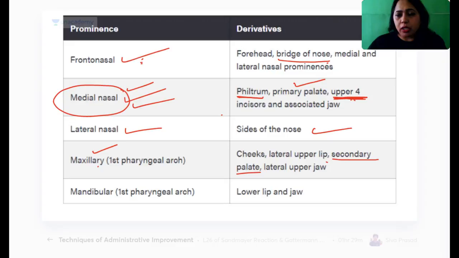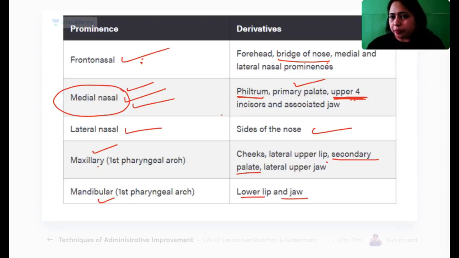Which sutural lines are there on the face? No, there are no sutural lines left. These are processes, these are not bony shells. Okay, if they are bony shells like the hard palate, then yeah, sutures are there. They are not bony shells. They are soft tissue processes. Next one, mandibula, that is first pharyngeal arch that will give rise. It is not bony. It is non-bony. It is cartilaginous.